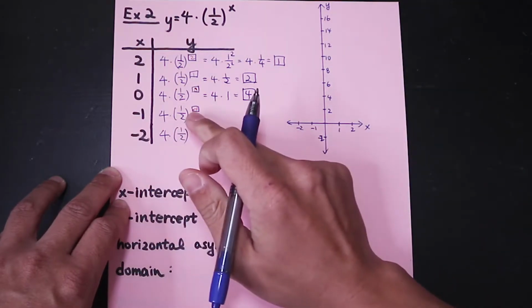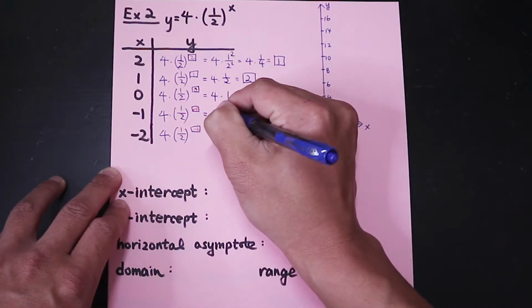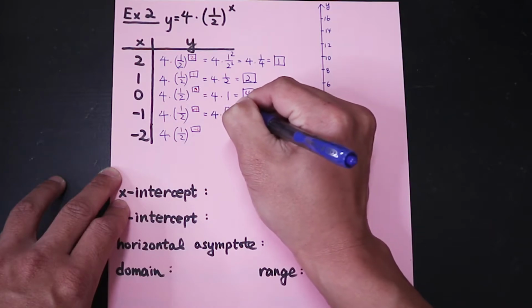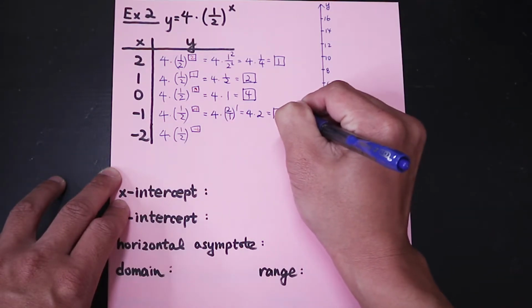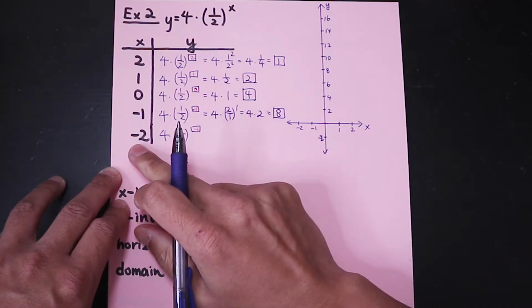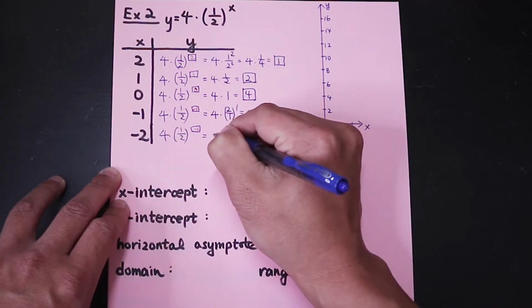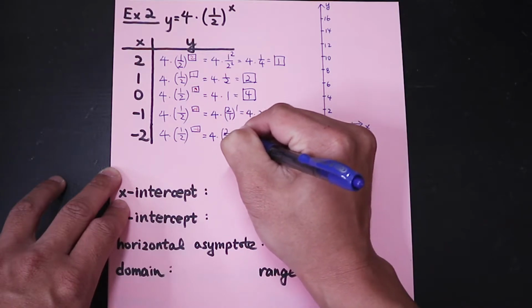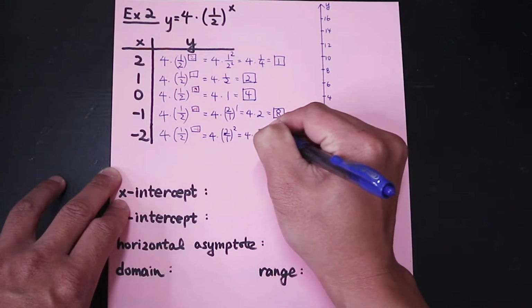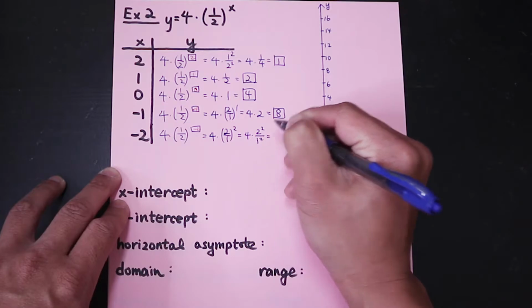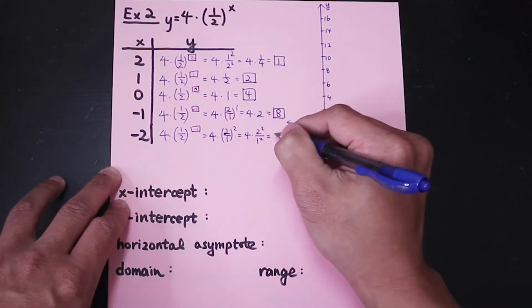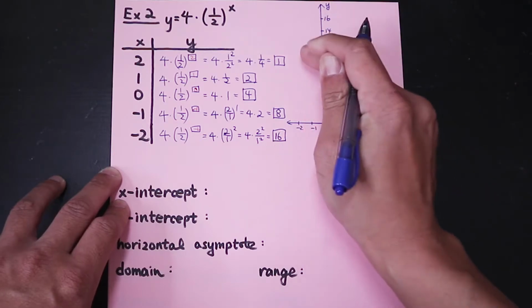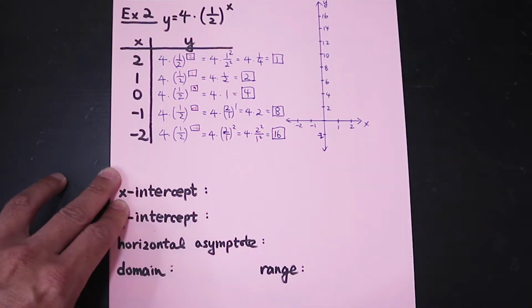Then when x is -1, you first flip the fraction, so 4 times (2/1) to the first power, which is the same as 4 times 2, and you get 8. And then on the last row, when x is -2, again, you flip the fraction. So 4 times (2/1) squared, which is the same as 4 times 2 squared over 1 squared. Now, 2 squared over 1 squared is 4 over 1, right? So 4 times 4 is 16. So that's how we get these 5 answers from the review.